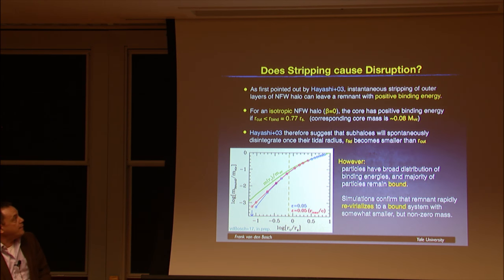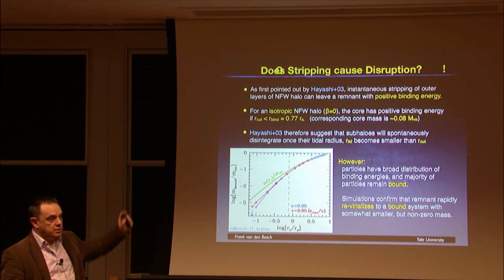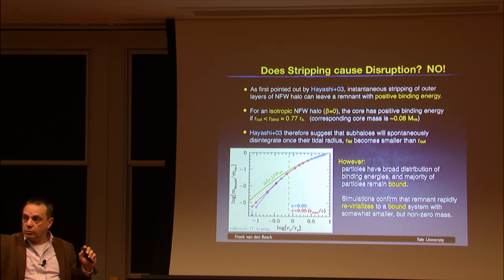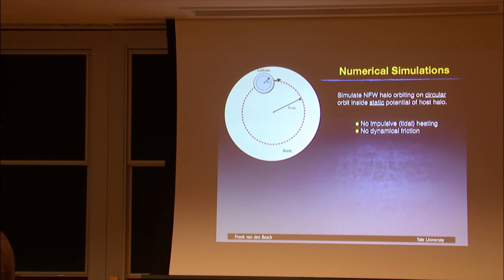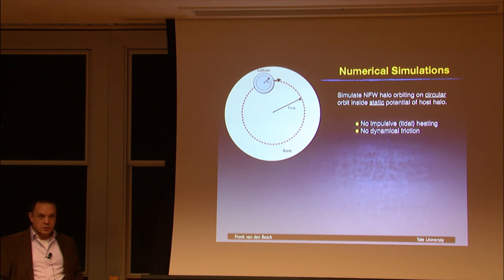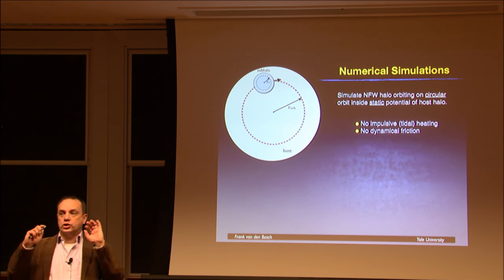So the answer is, can stripping cause disruption? The answer is, at least in this picture, no. But let's go to the more realistic picture. Let's actually put something on a real orbit. Now, I want to start with simple things, one step at a time. So I'm going to put it on a circular orbit.